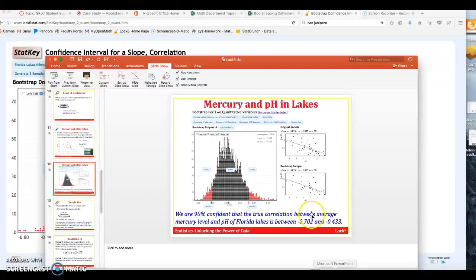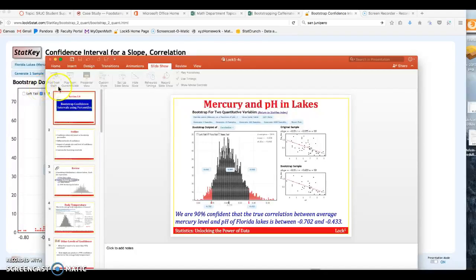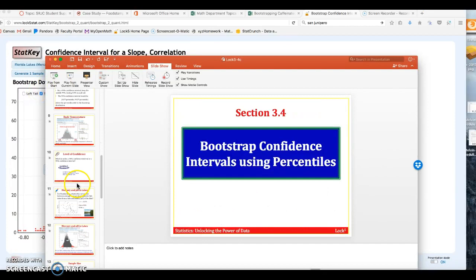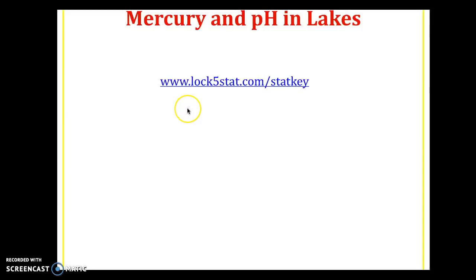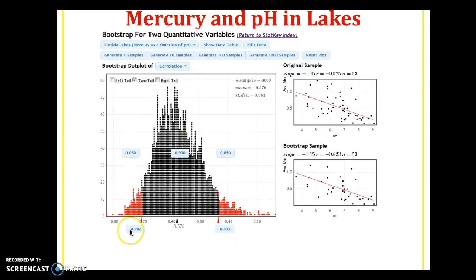So before we break on this video, I wanted to look at that slide again, just to see we don't get the exact same thing. I got minus 0.702 to minus 0.433. This is a different Bootstrap sampling distribution with 3,000 samples, but it is pretty close to what we got on StatKey.